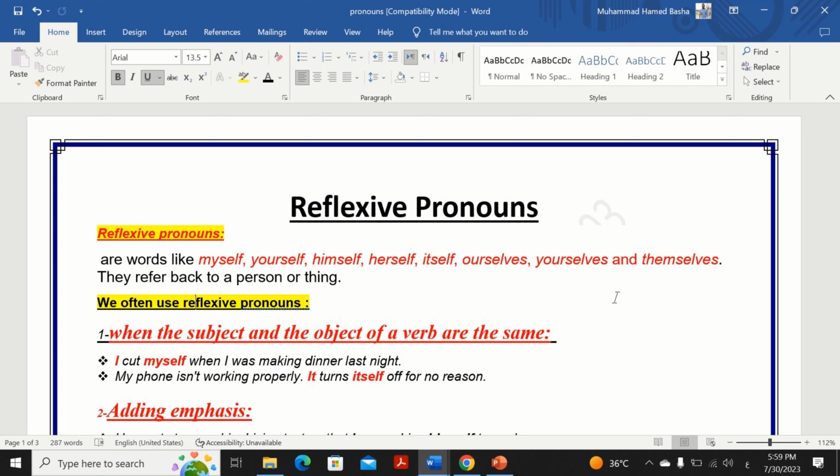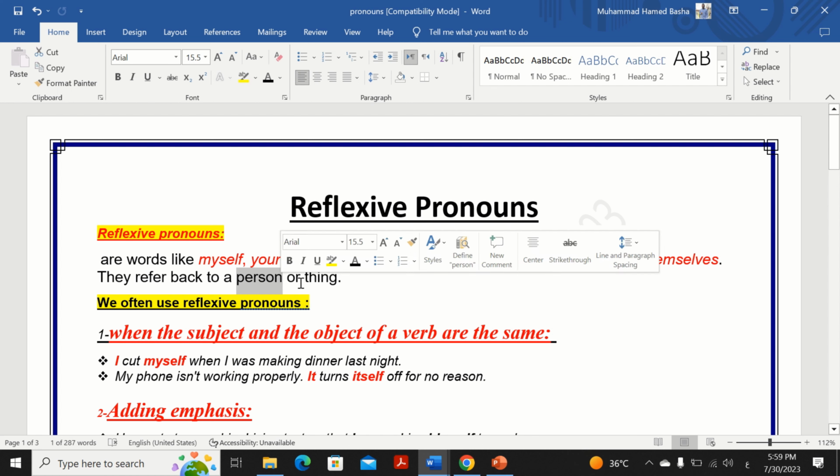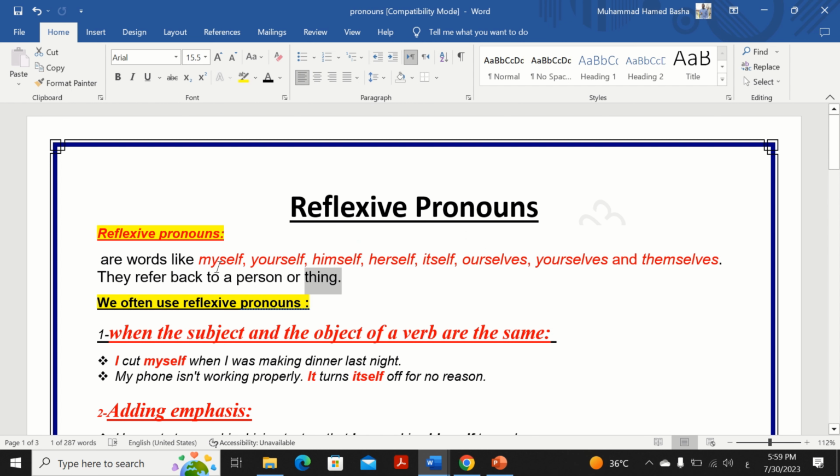Today we are going to speak about reflexive pronouns. Reflexive pronouns are words like myself, yourself, himself, herself, itself, ourselves, yourselves, and themselves. They refer back to a person or thing. We call all of these reflexive pronouns.